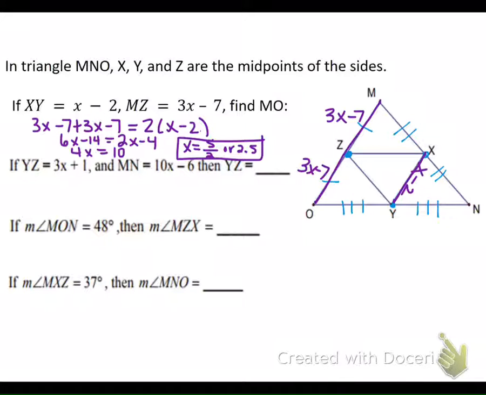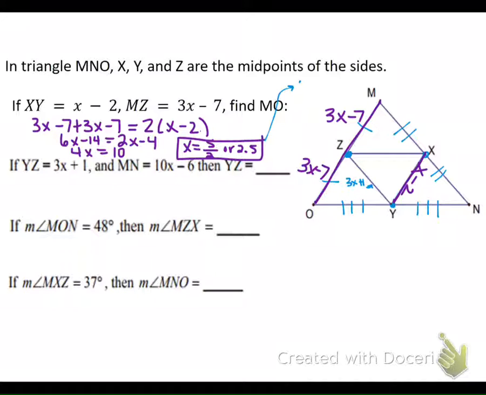Okay, next one. YZ is 3X plus 1. And MN, oh, we didn't even find the whole length. So MO would be, you have to plug it in. So I'm just going to do this one with you, and then I'm going to get your homework out. We'll have to go over questions tomorrow.